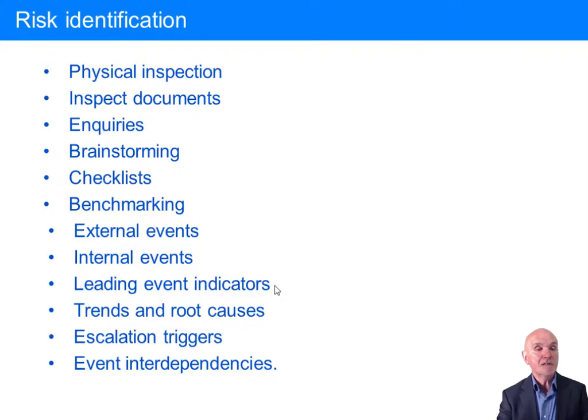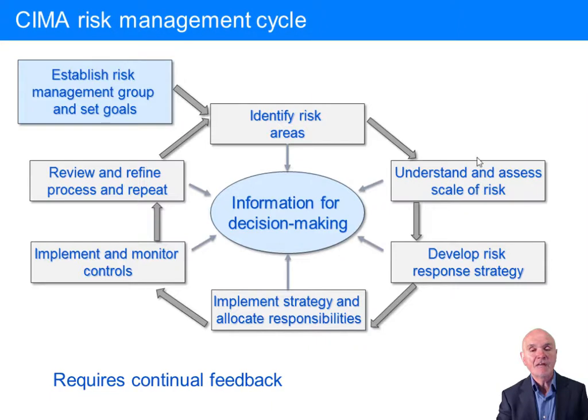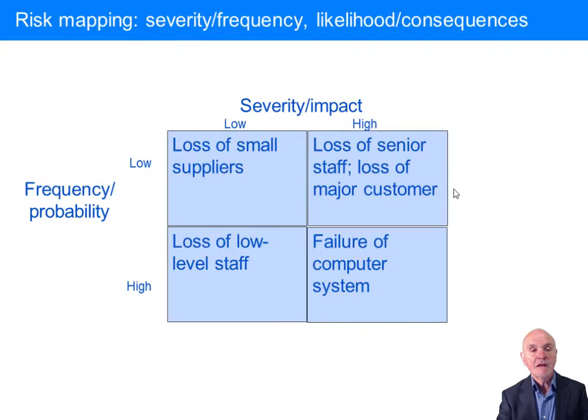So that's risk identification. And after the risk identification, we have to understand and assess the risk here. And this is a very, very common diagram. This is known as risk mapping. And it looks at the severity or impact of the risk and the frequency or probability or likelihood of it happening. Different companies might put these events in different categories in some cases. It's up to the company to decide where the appropriate mapping is going to be.